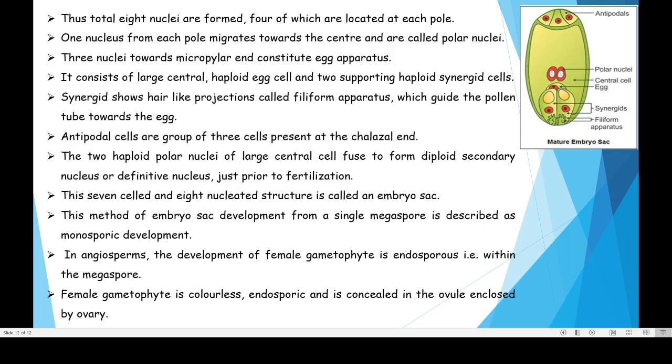Now how the fusion takes place and what the post-fertilization changes are, we will study very soon. But before that we will learn about pollination, which is the process of deposition of pollen grains from the anthers over the receptive stigma of the carpel.